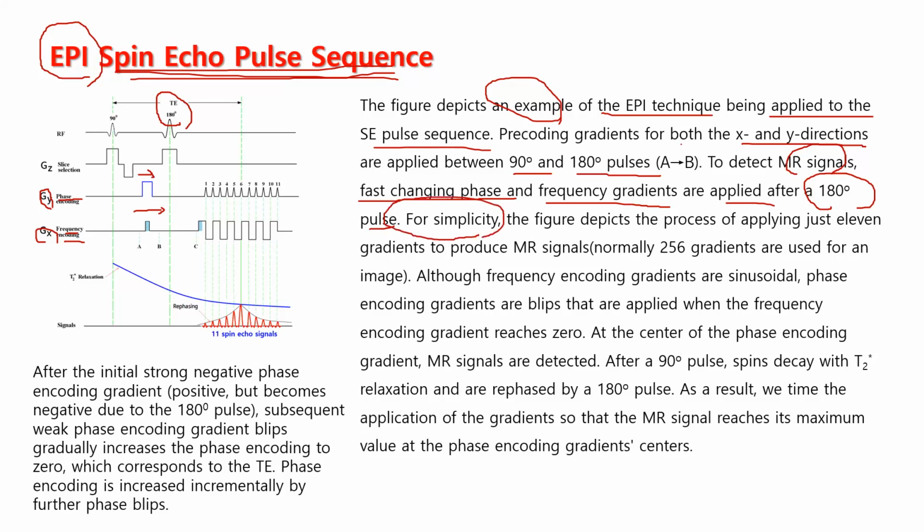For simplicity, the figure depicts the process of applying just 11 gradients to produce MR signals. We just see 11, right? 11 phase encoding gradients and 11 frequency encoding gradients. Normally, we use 256 gradients. So if we use 256 steps, then in just one TR we can get enough MR signals to obtain the image.